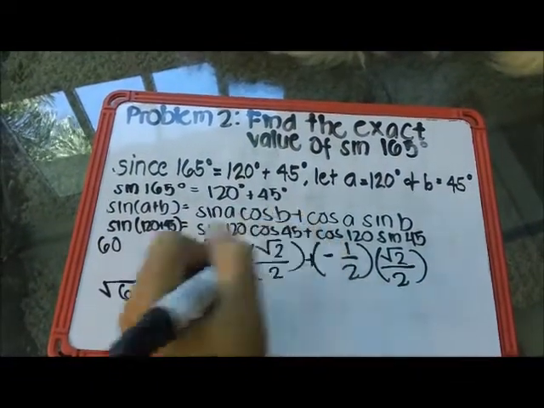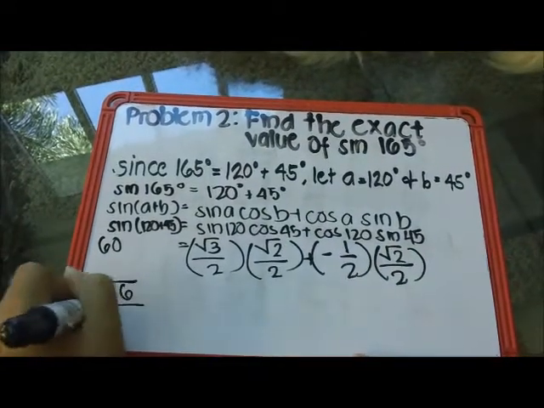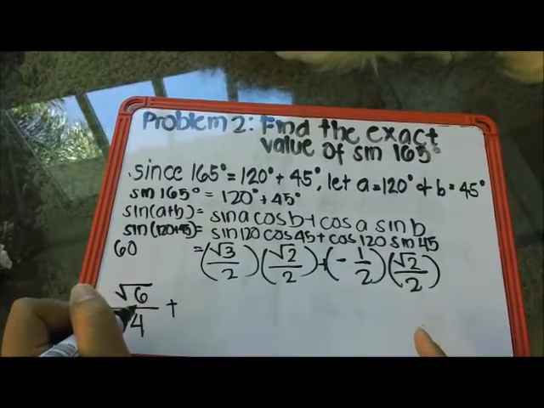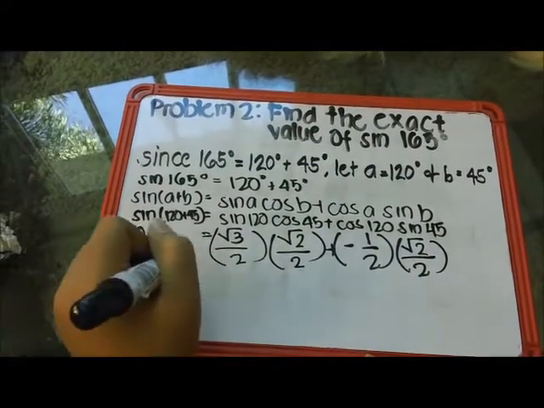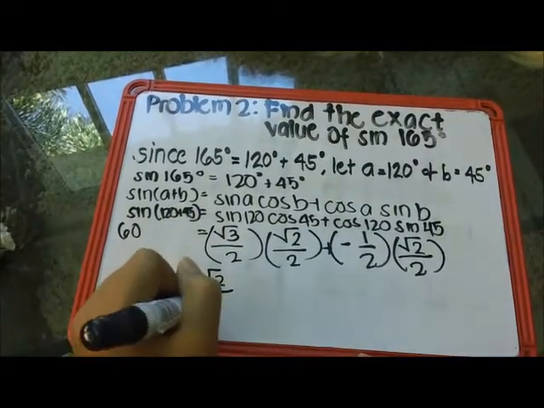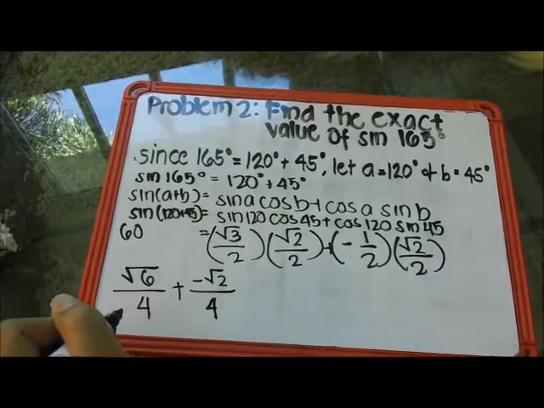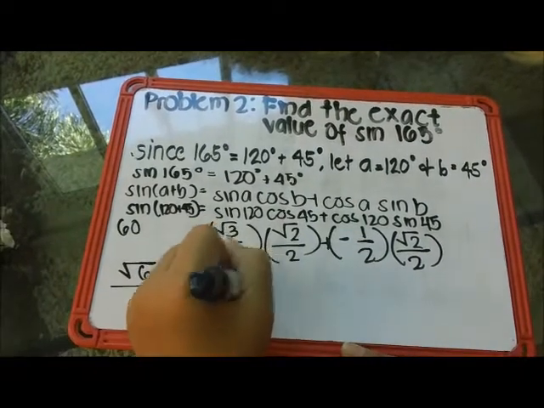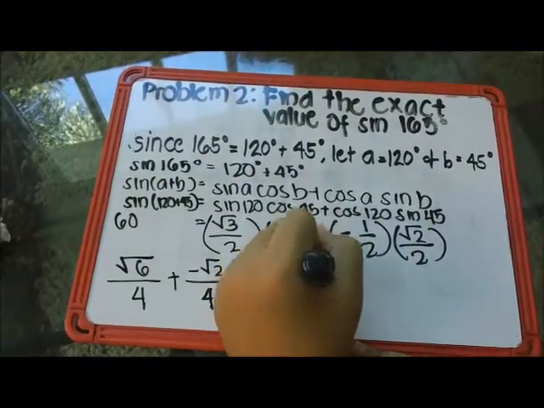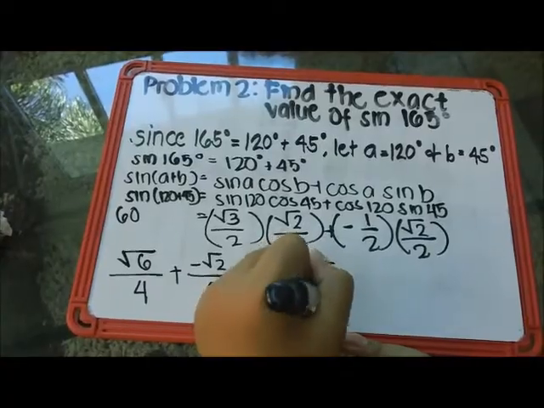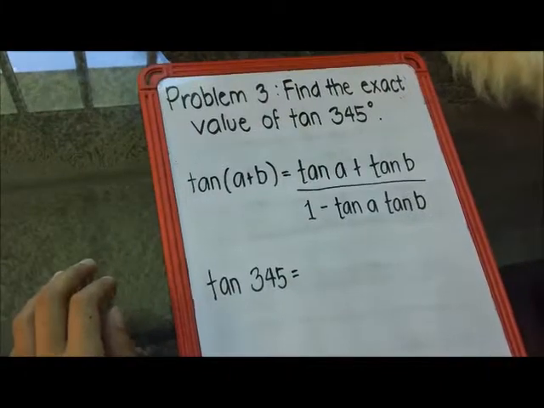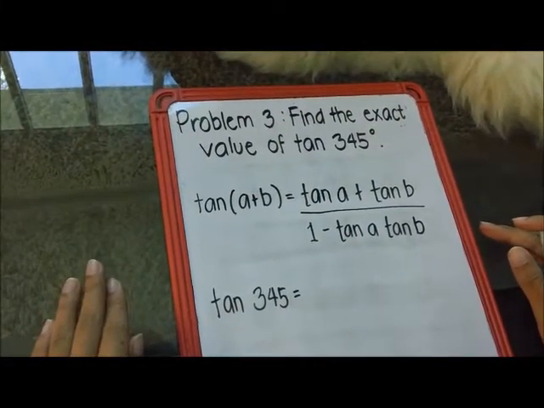Square root of 3 times square root of 2 is square root of 6. 2 times 2 is 4. Plus negative 1 times square root of 2 is negative square root of 2. 2 times 2 is 4. We'll now combine and simplify the terms, which will bring us to square root of 6 minus square root of 2 over 4. That's the answer for this problem.